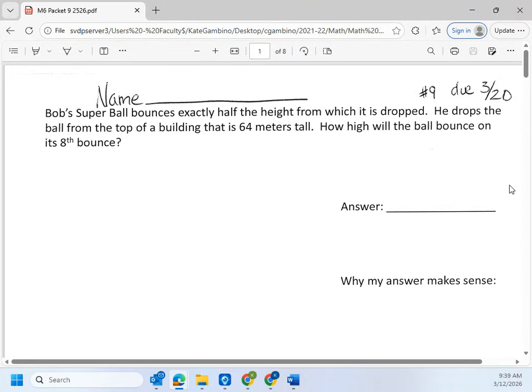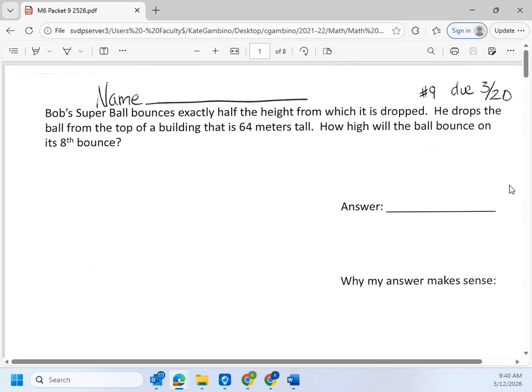On our first page, it says Bob Superball bounces exactly half the height from which it is dropped. He drops the ball from the top of the building that is 64 meters tall. How high will the ball bounce on its 8th bounce? Spoiler, it is not 64 divided by 8. That is just way too easy peasy. We have to do some math here, okay?